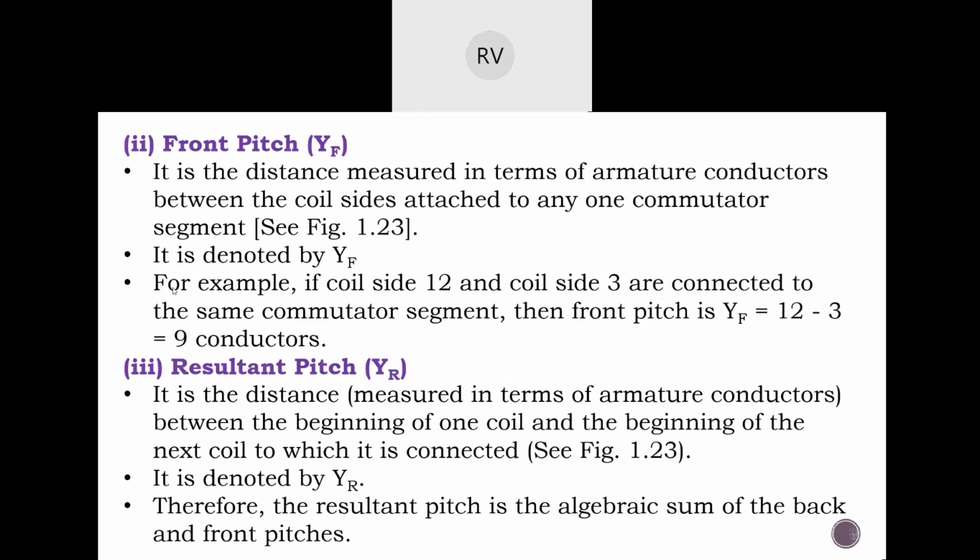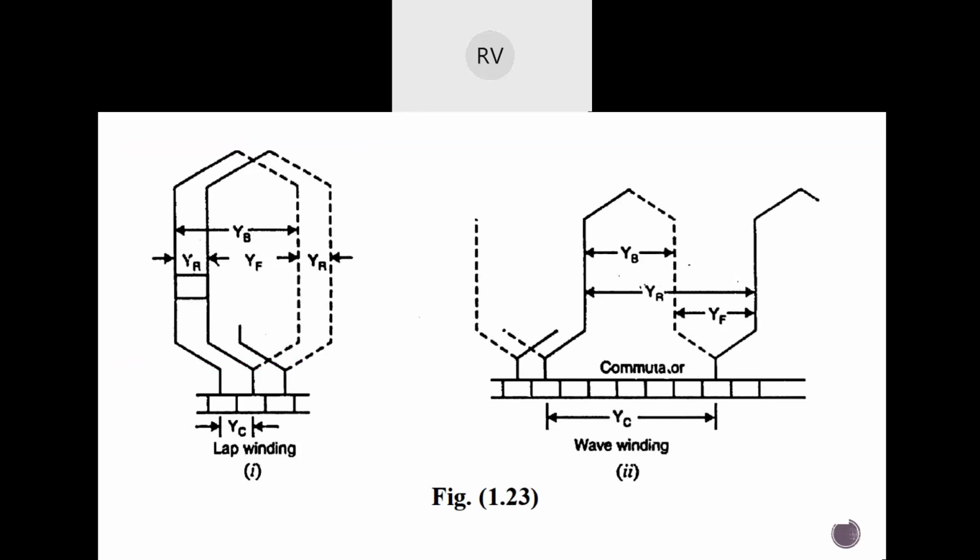He is giving us an example. For example, if coil side 12 and coil side 3 are connected to the same commutator segment, then the front pitch YF is equal to 12 minus 3, that is 9 conductors. So he is saying that if two coil sides are connected to one commutator segment, then the distance between those two coil sides is the front pitch.